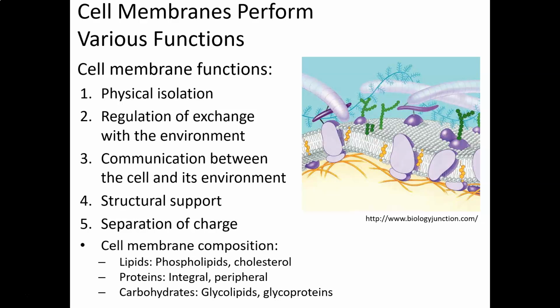There's a bunch of ways to look at cell membrane composition, but I think the easiest, and while not exactly accurate, is to remember there's two types of lipids, proteins, and carbohydrates in the cell membrane. You have phospholipids, cholesterol are the lipid portions, integral and peripheral proteins are the protein portions, and then the carbohydrates are glycolipids and glycoproteins.